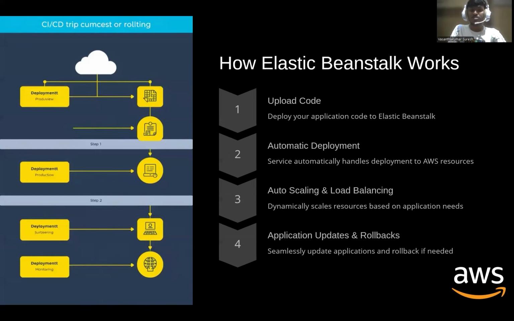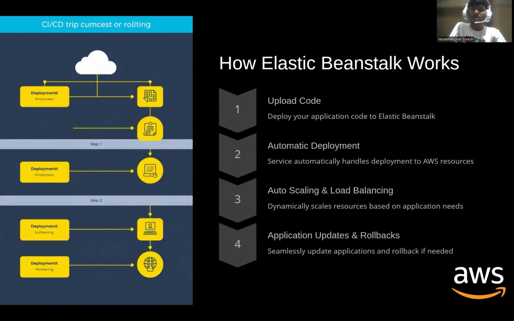Let's see how it works. So, how do we actually deploy an application with Elastic Beanstalk? Upload your application code as a zip file. Elastic Beanstalk automatically provisions AWS resources like EC2, RDS, and S3. Auto scaling and load balancing adjust resources based on the demand. Monitoring and logging help track performance, and easy updates and rollbacks allow you to manage versions effortlessly. This makes deploying web applications quick and hassle-free.